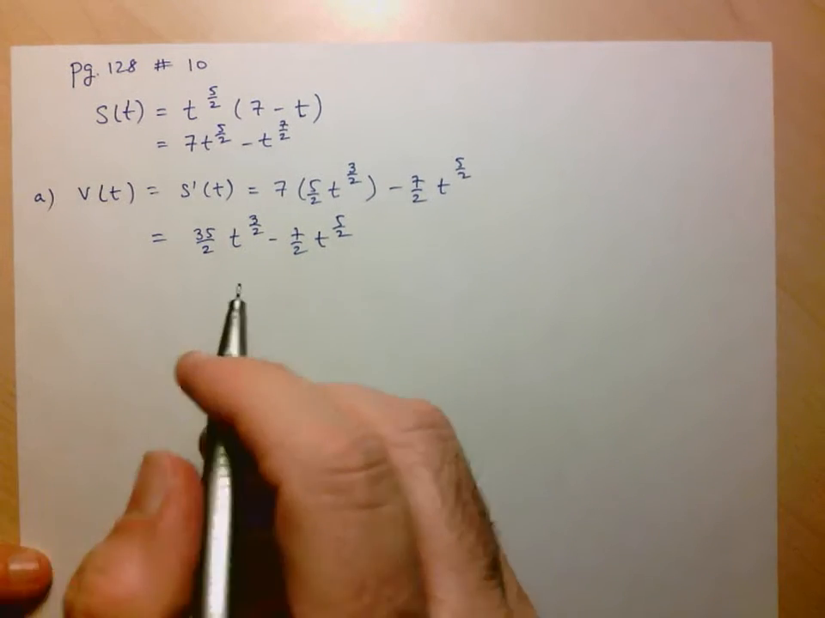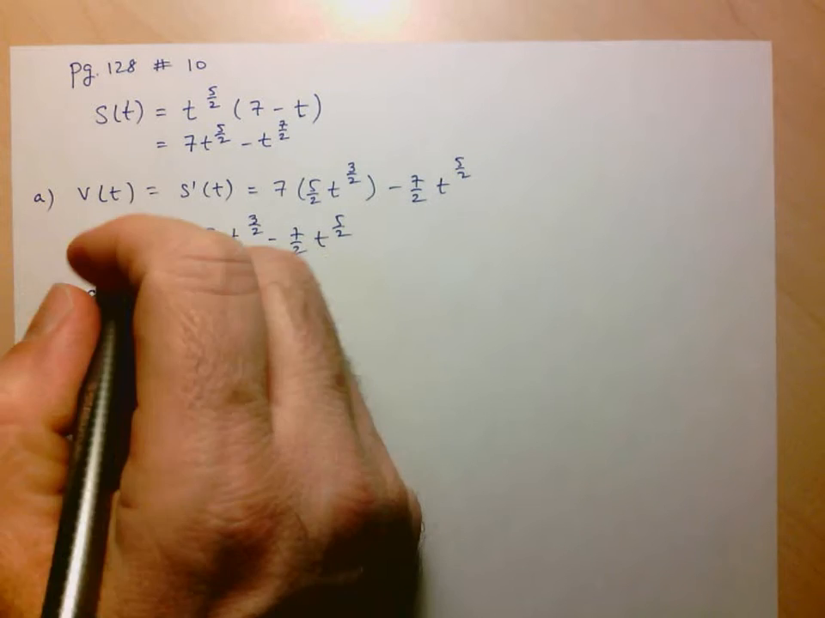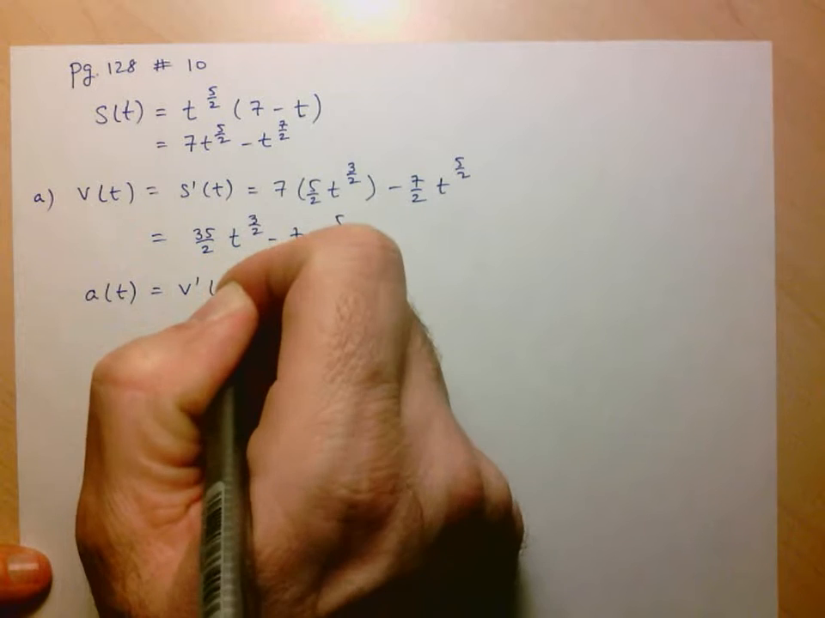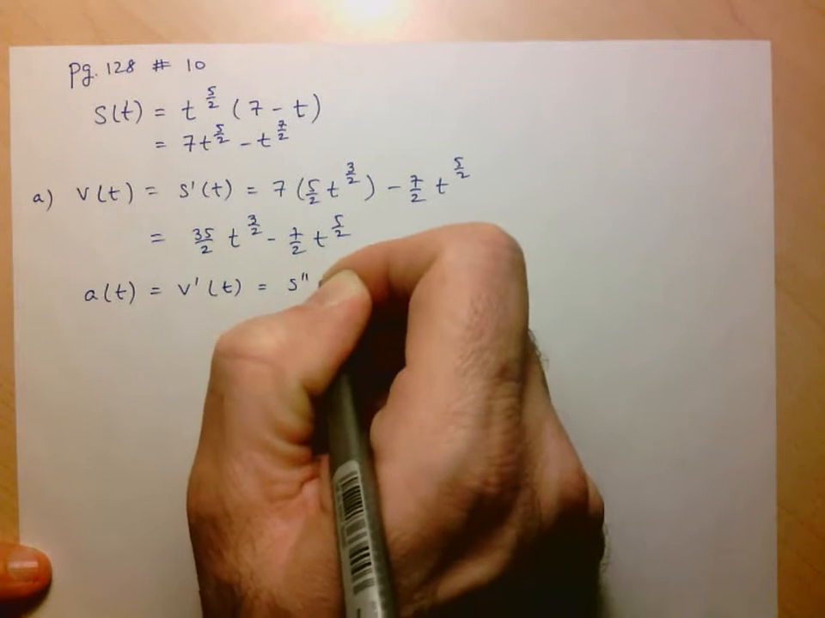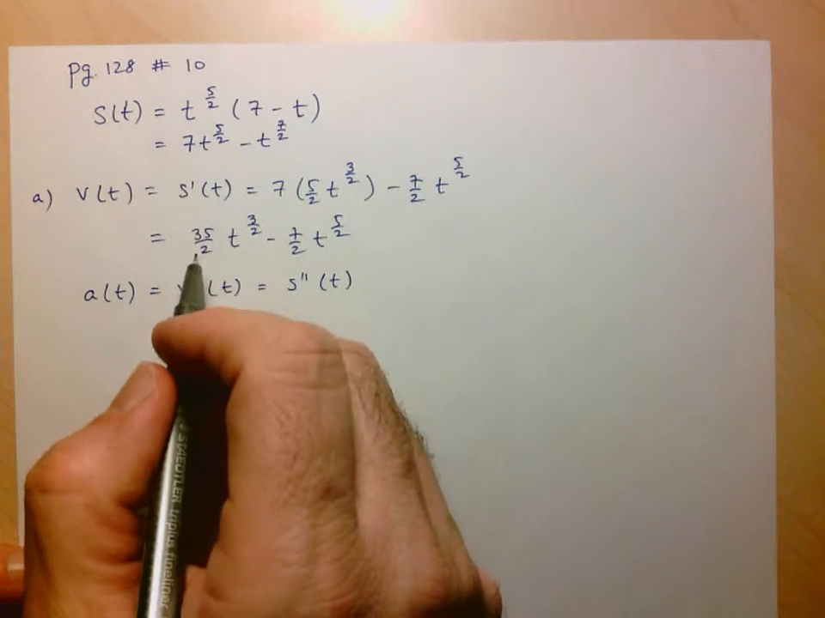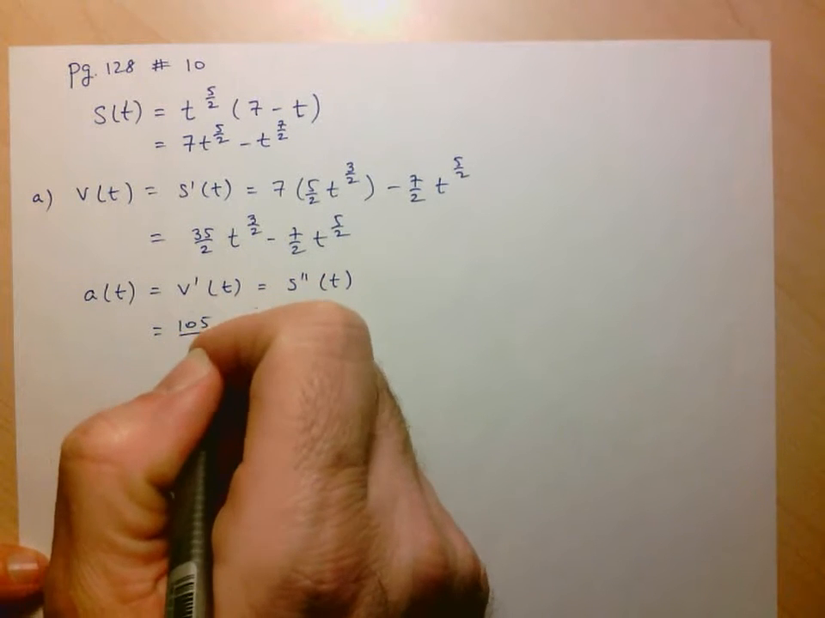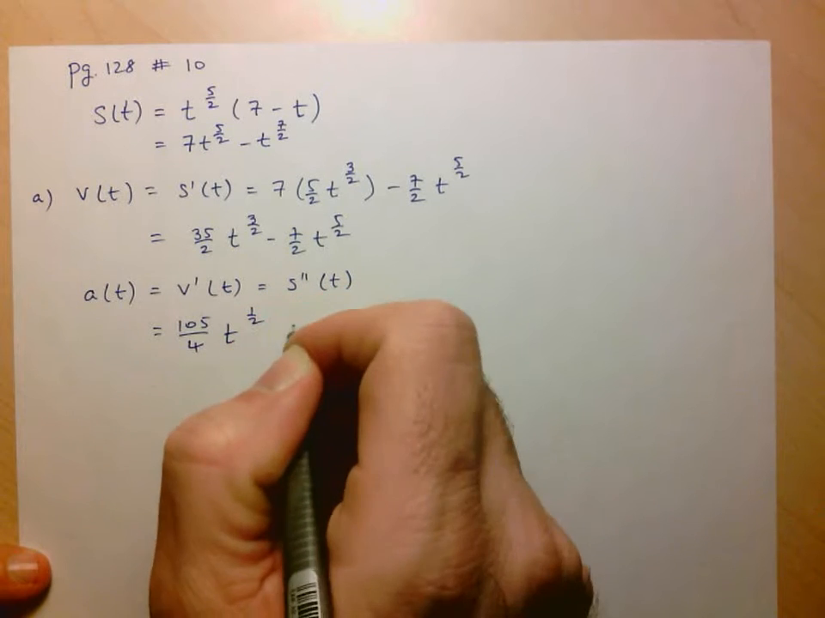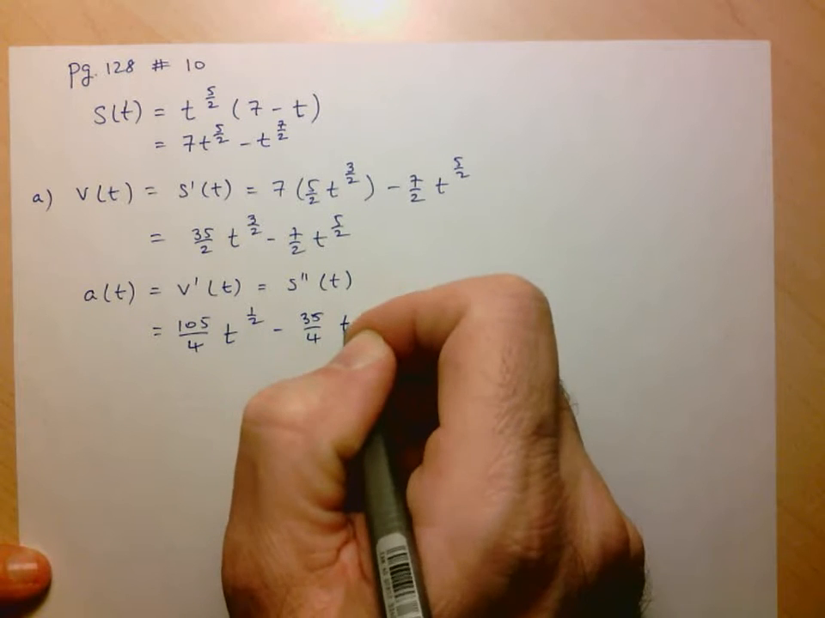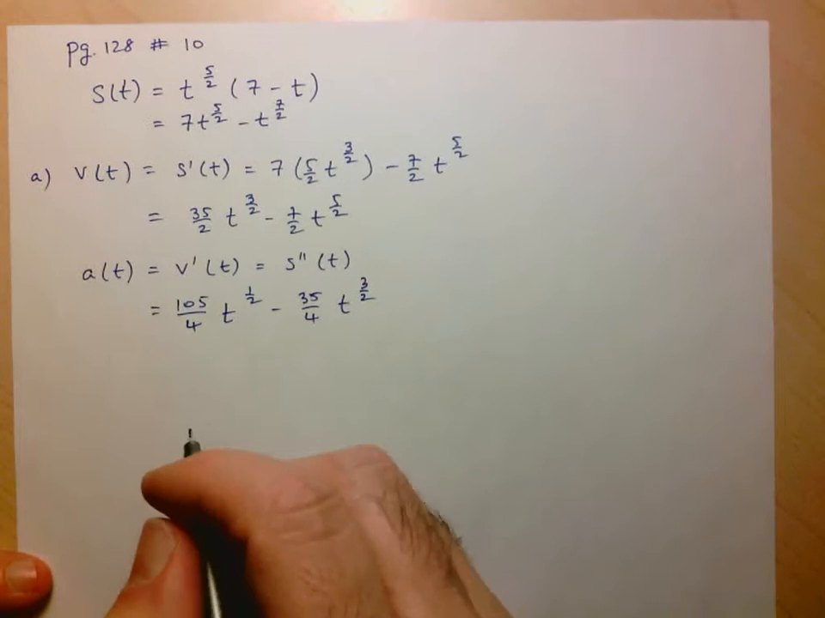And this now also puts us in a good position to determine the acceleration. The acceleration function is just the derivative of the velocity function, or the second derivative of the position function. So here we just have 35 over 2 times 3 over 2, so that's 105 over 4 times t to the 1/2, minus 7 times 5, 35 over 4 times t to the 3/2. So here are our velocity and acceleration functions. Let's see what they're asking for next.